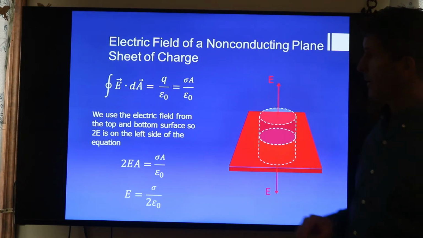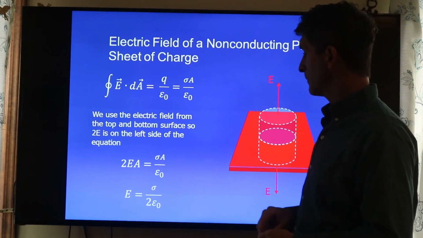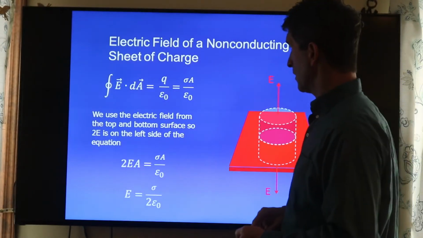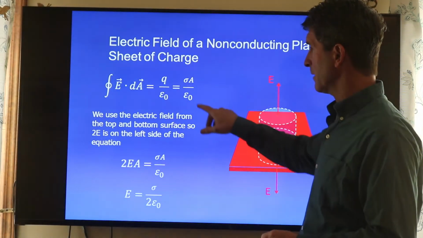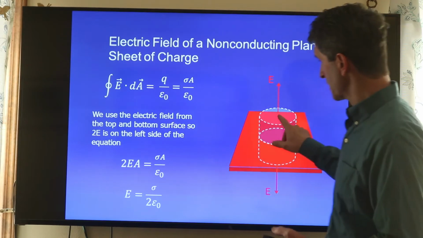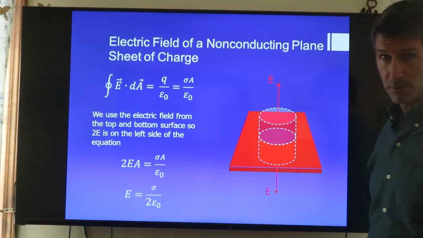Again, here we go, Q over epsilon 0. We have sigma A as being the charge per unit area times the area. That replaces Q. Two surfaces, a top surface, a bottom surface. Okay, and then that's our final result.